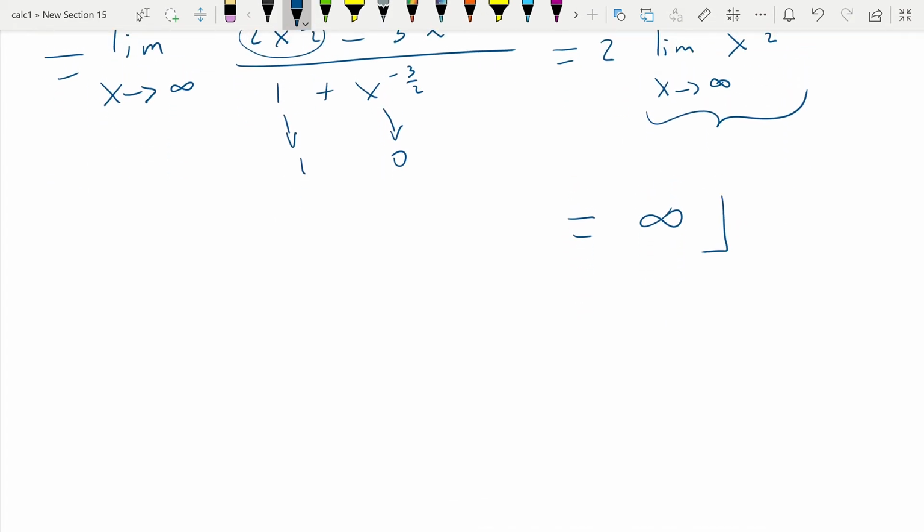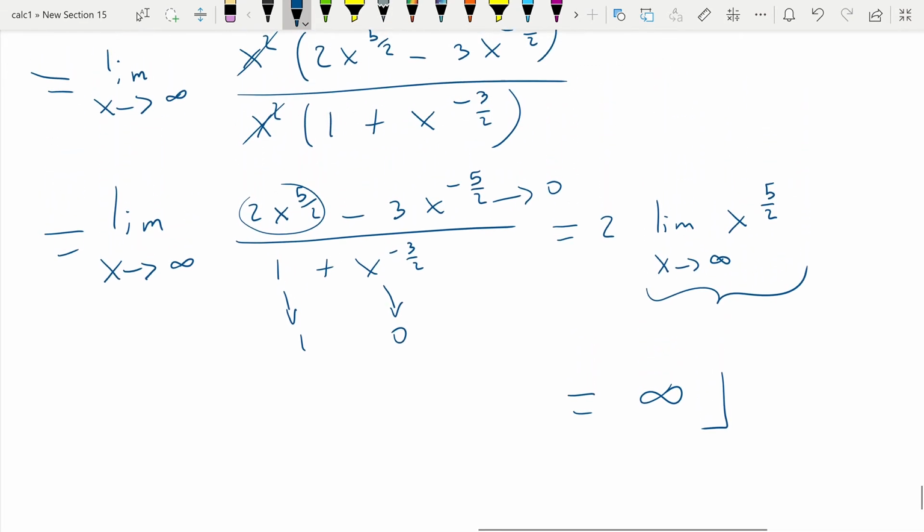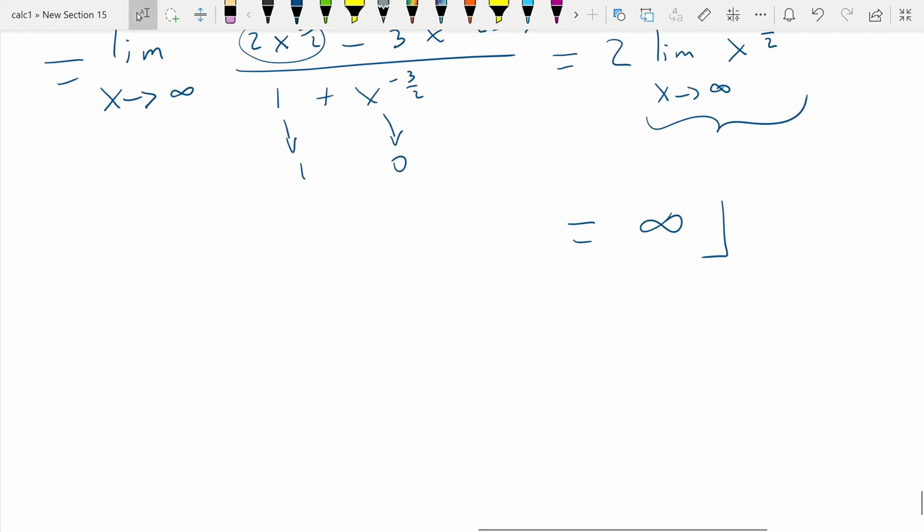And that's it. Okay, so if instead we had arrived at an exponent and a negative exponent, then this limit would be equal to 0. This coefficient here is important also because if instead of having 2 times x to the 5 over 2 we had minus 2, then this limit would have become minus infinity. Okay, so pay attention to the sign of the leading coefficients.